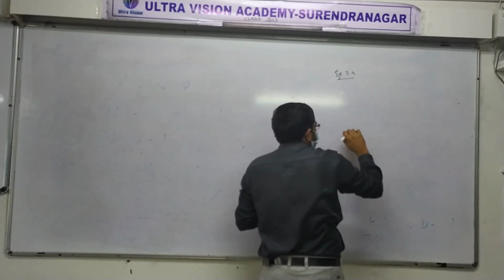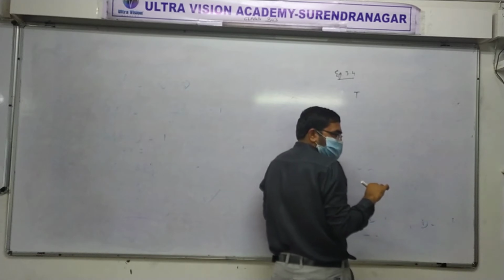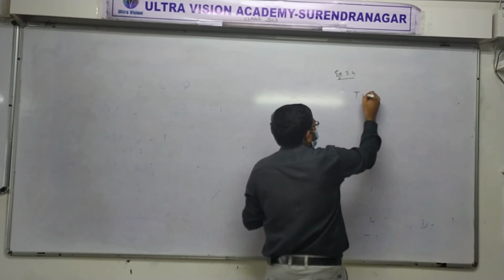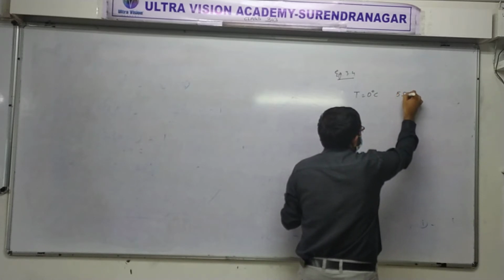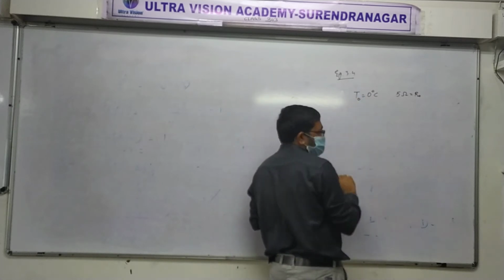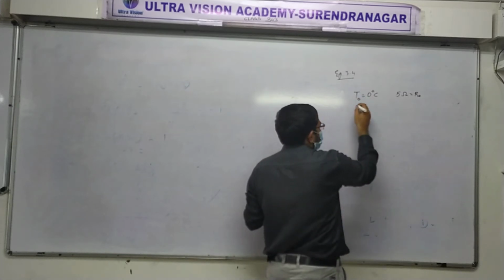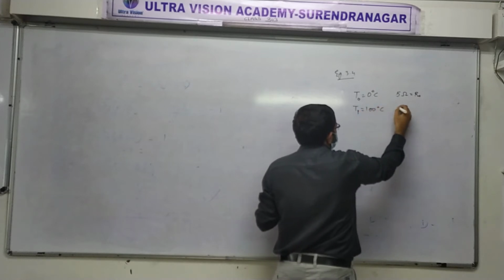3.4. At some temperature, resistance is given. At what temperature, what is the resistance? At 0 degree Celsius, 5 volts. Okay, so that is R0, at T0. Fine, next. 100 degree Celsius: 5.79.